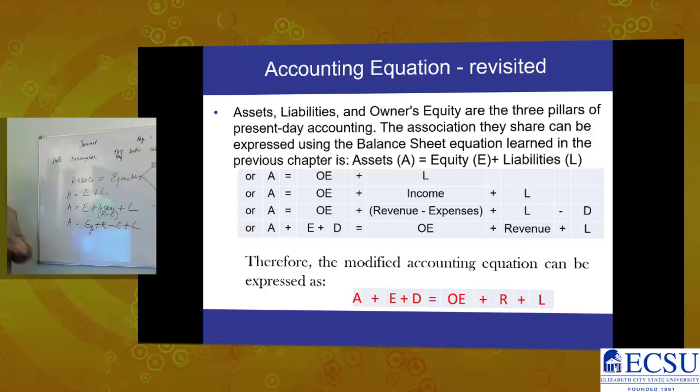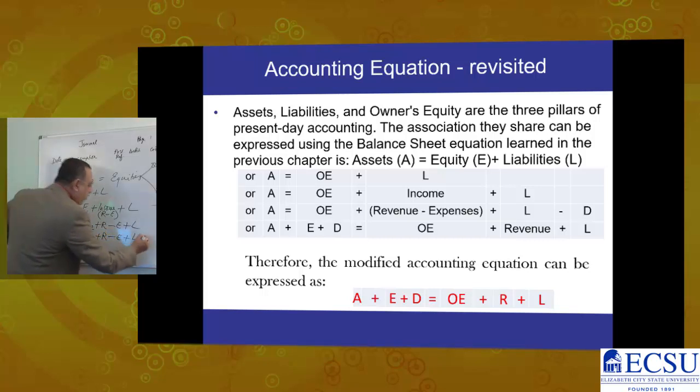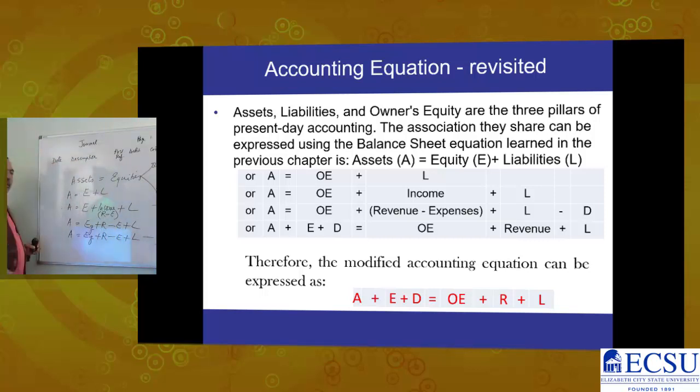Now, as the business earns revenue and it spends money on expenses, it will also start distributing those earnings to the owners. That is known as the dividend. So therefore you will have asset is equal to equity plus revenue minus expense plus liability minus the dividend. Why minus dividend? Of course, we are distributing out that money, so the resources of the company go out.